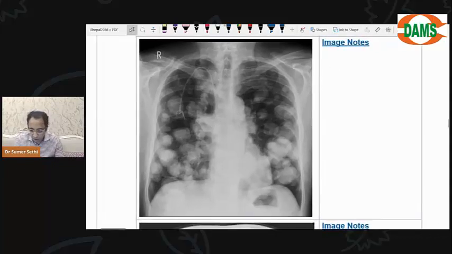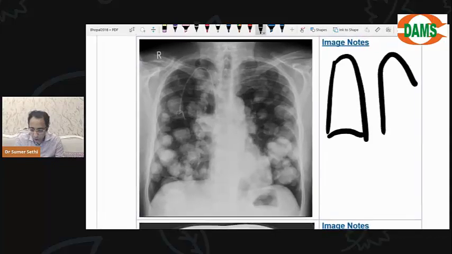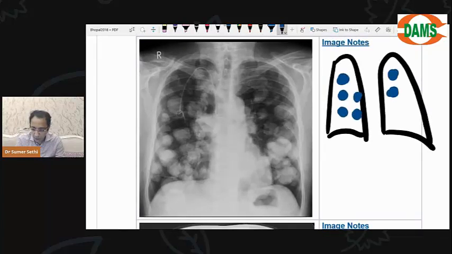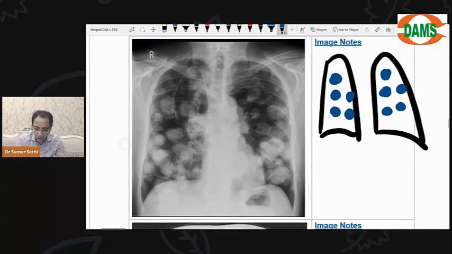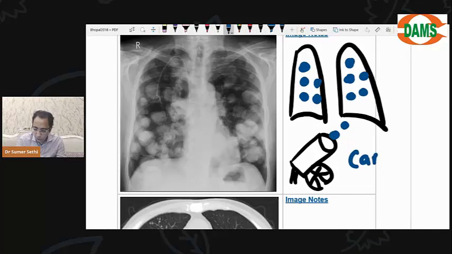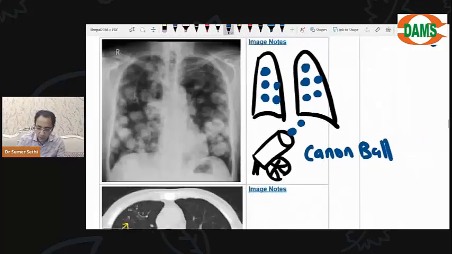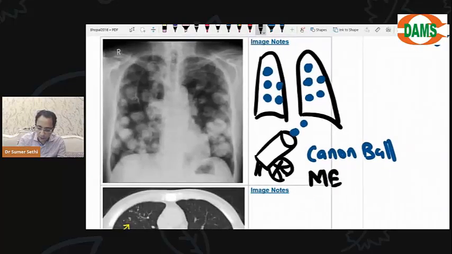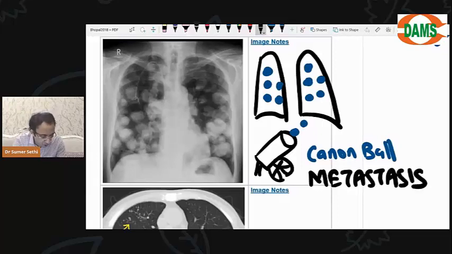Now again you have multiple nodules in the lung, but these are larger in size. ये मक्के के दाने के जितने बड़े नहीं, उससे ज्यादा बड़े. कितने बड़े? So now these nodules are larger. These are as big as the cannonballs. So we call it cannonball appearance, seen in lung metastasis. This is what is called as cannonball appearance.